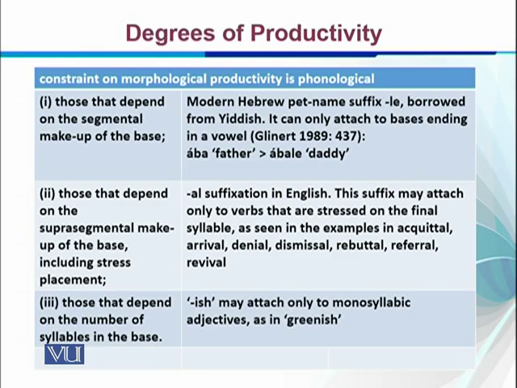The third phonological constraint is those that depend on the number of syllables in the base. So, the suffix ish has to be attached to a monosyllabic word. So you can make green, greenish, right? You cannot attach this suffix ish to a word which has more than one syllable.